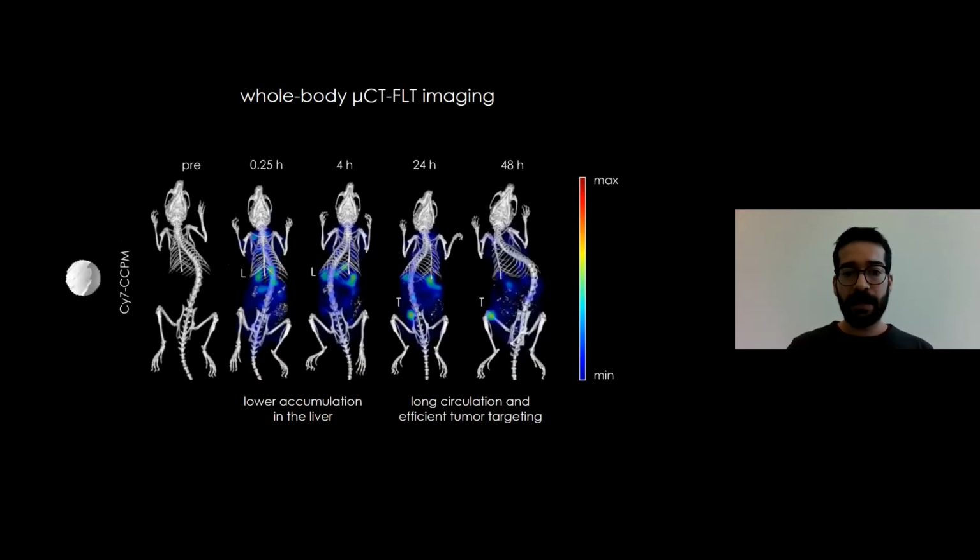Then the image changes completely when we inject our nanoparticle with the same fluorophore attached to it. We see that early time post-injection, the nanoparticle accumulates in the liver to a lower extent. But what is very important to observe is that at later time points, at 24 and 48 hours post-injection, we still see a lot of signal from the mouse, meaning that the nanoparticle has long circulating properties. And then we can very clearly see this time that the nanoparticle can achieve very high tumor targeting.